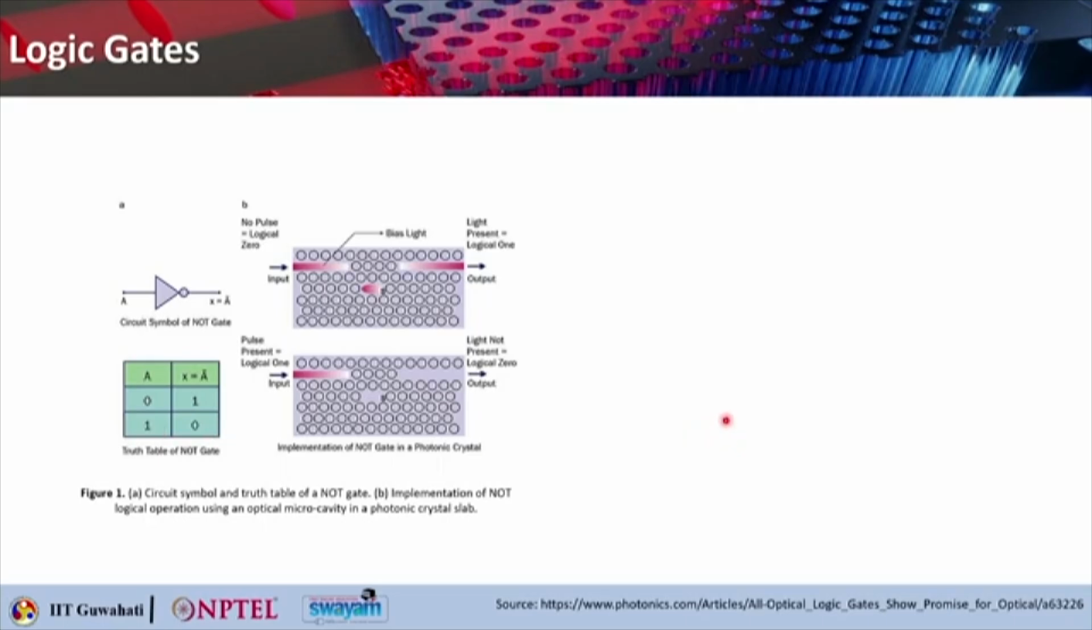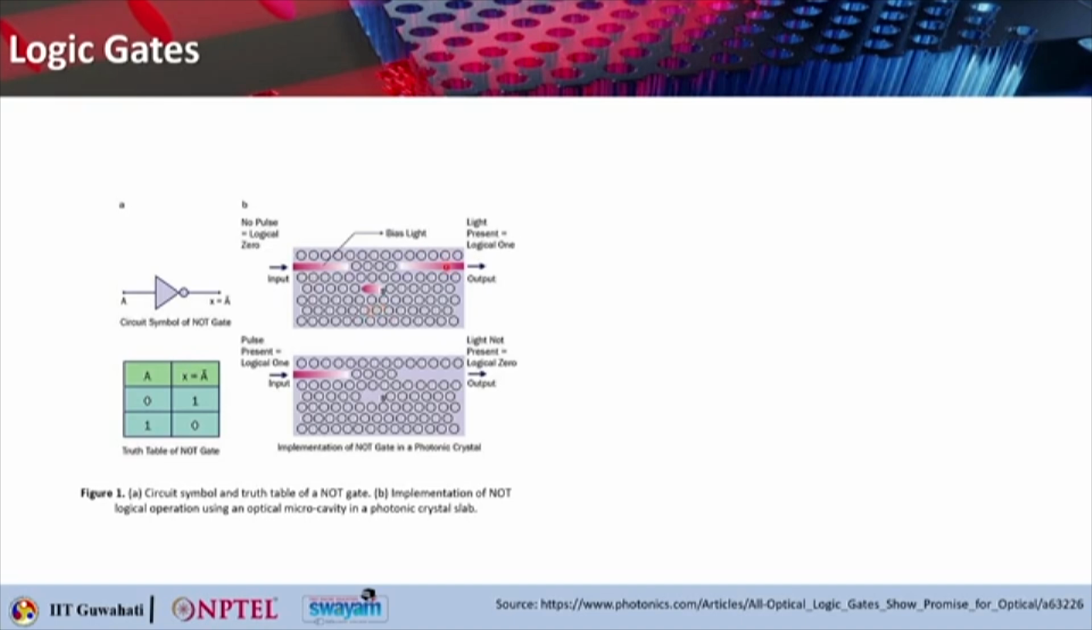The implementation of a NOT gate using photonic crystal is shown here. For this purpose, we need an optical cavity that has a resonance wavelength same as that of the incident light, and the cavity is represented by S in this particular figure. The optical cavity serves as the coupling point between the input and the output waveguide. So this is the input waveguide, this is the output waveguide, and this is your cavity.